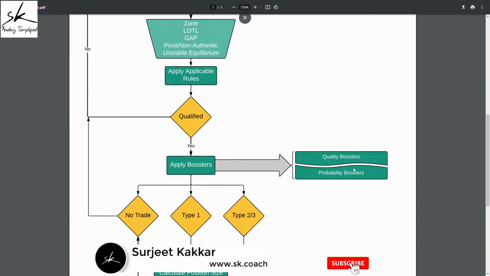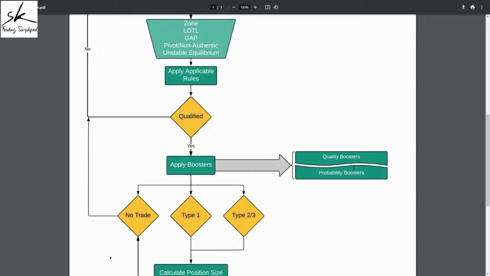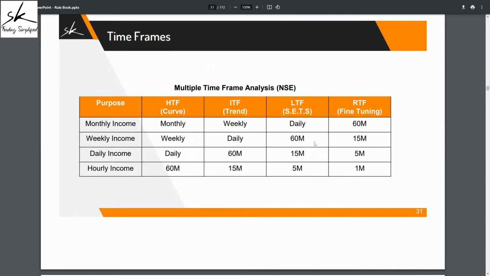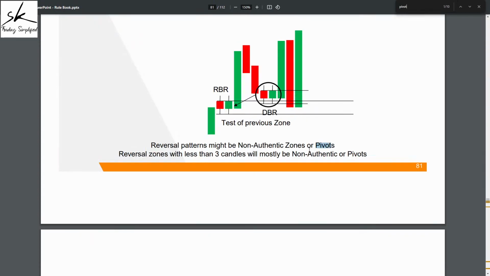So when it comes to these conditions, we need to check whether the zone is a case of level on top of level or not, whether it is because of a gap or not, pivot non-authenticity, and unstable equilibrium. Now, if I go back to the chart, you can see here we have a drop-base-rally structure, and drop-base-rally is what we call a pivot or a non-authentic zone. Now, if you talk about the rules of pivot and non-authentic zone, let's bring up the rule book and let's go to PIVOT, right?